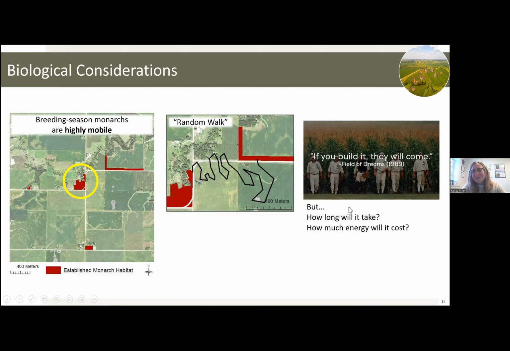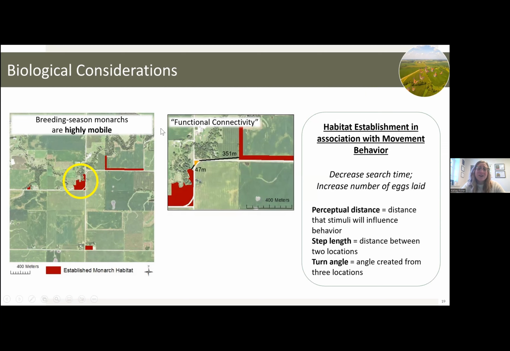So what would be great is if we could understand how the butterflies are moving through the landscape so that we could create something called functional connectivity, which pretty much just means stepping stones through the environment so that the monarchs can move with direction from one habitat to another. And by creating functional connectivity, we're able to decrease the amount of time that the butterflies are searching for the next milkweed or nectar resource. And by decreasing the search time, we'll ultimately be increasing the number of eggs.